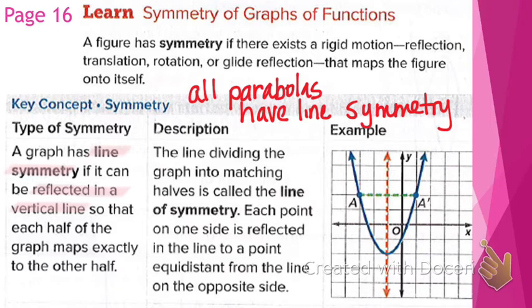So it says that the line dividing the graph into two matching halves is called the line of symmetry. Each point on one side is reflected in the line to a point that is equal distance, and that word just means it's the same distance. Do a little annotating here. That's what that means, from the line to the opposite half.